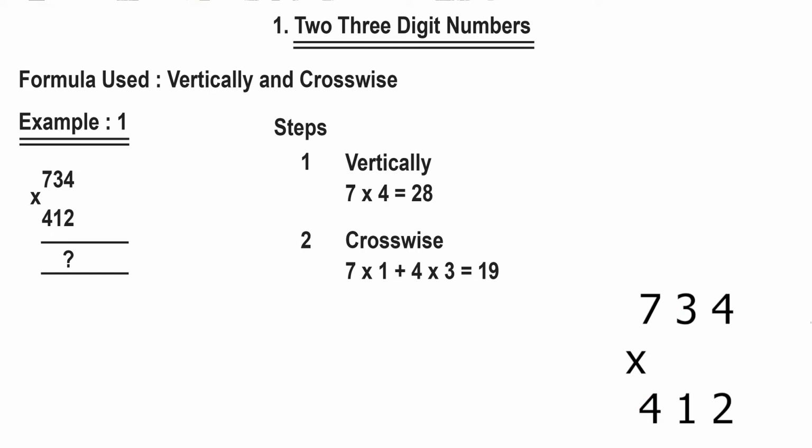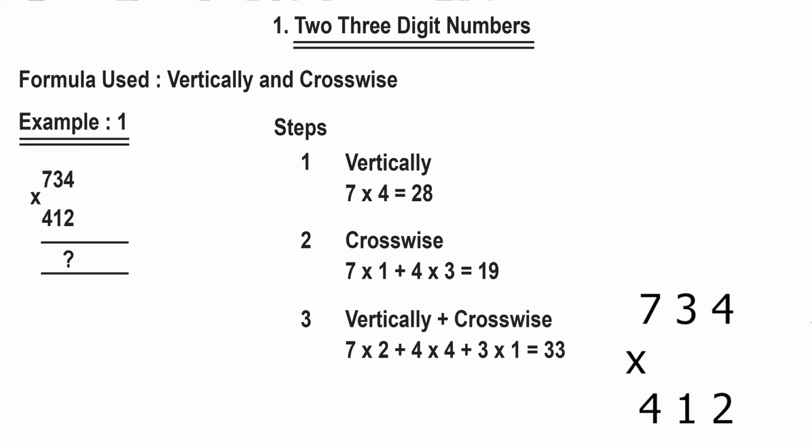Let's move further right on the multiplier, that is 412. Our calculation now would be between 7 and 412. Since it is 3 digits in the multiplier, we would now be having a vertically and a crosswise, as we can write 3 as the sum of 2 and 1. So we have 7 multiplied by 2 plus 4 multiplied by 4 plus 3 multiplied by 1, which gives us 33. And with that, we have completed all the digits in the multiplier, moving from left to right.